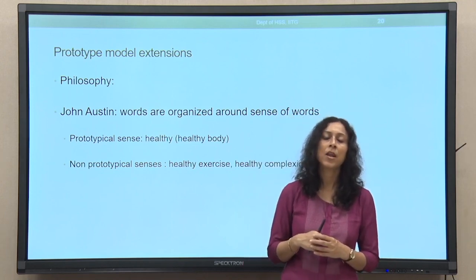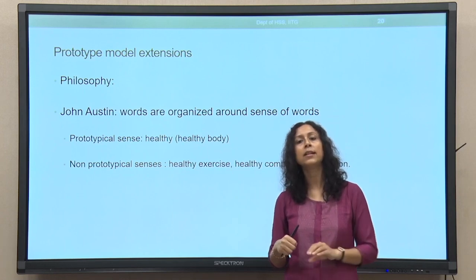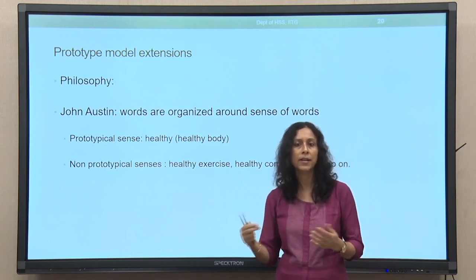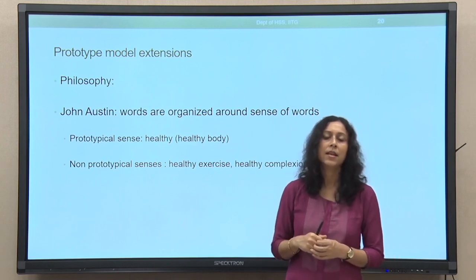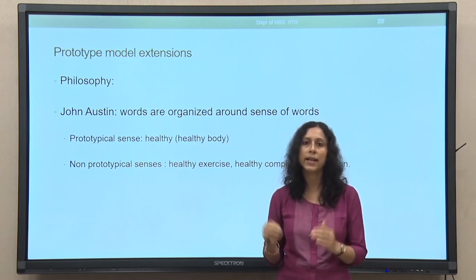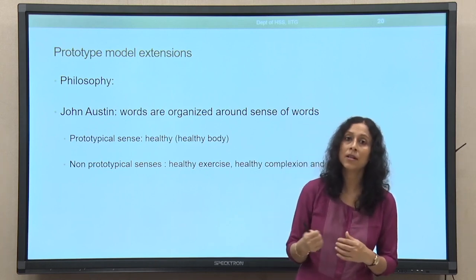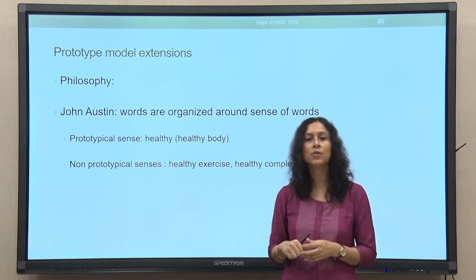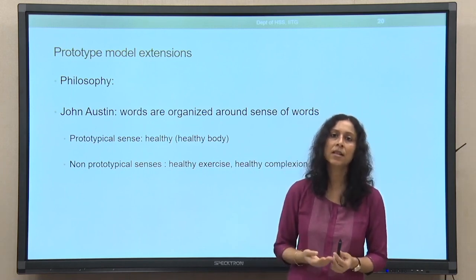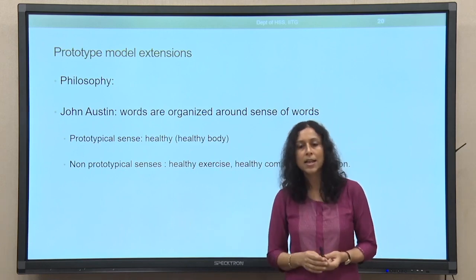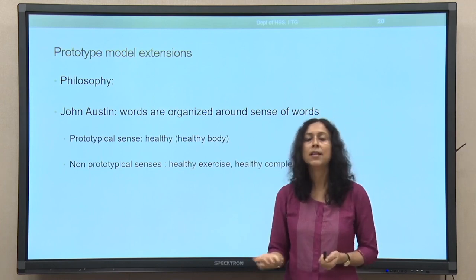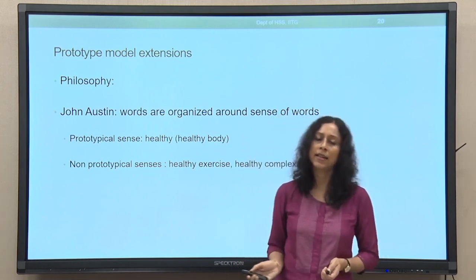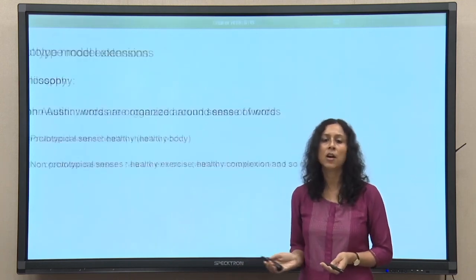So, he gives an example of healthy. There is a prototypical sense of the word healthy, and there are some non-prototypical senses of the word healthy. The word healthy basically means somebody having a healthy body and healthy mind, that is, disease free and so on. This is the prototypical meaning of the word healthy. However, there are also non-prototypical senses grouped together with the idea of the word healthy. What are those non-prototypical senses? They are healthy exercise, which means exercises that will lead one to be healthy. Similarly, healthy complexion, which is a result of being healthy, somebody having a good complexion. So, these are the non-prototypical senses. That is how in the domain of philosophy, John Austin uses the idea of prototypes.